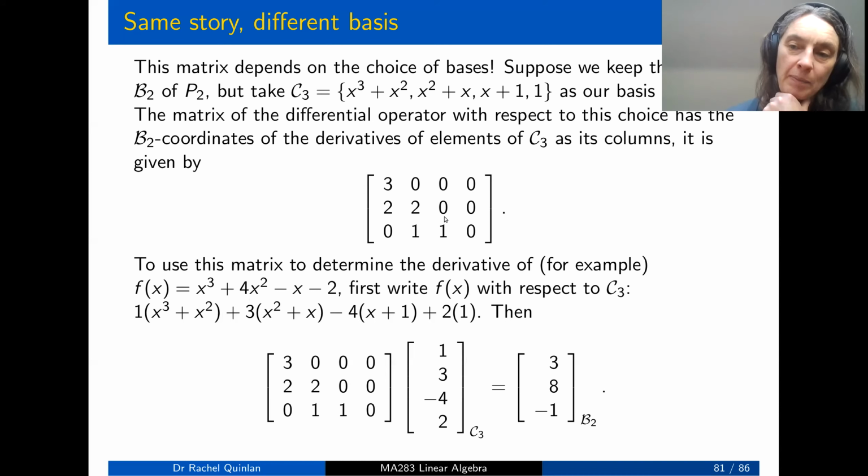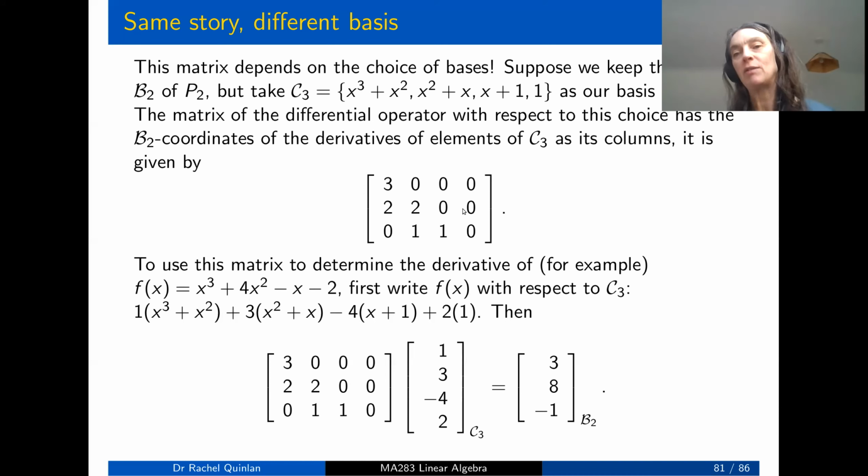So one of the key considerations when you're representing linear transformations with respect to different bases is to be aware that the matrix depends on the choice of basis. So it's not exactly true that the correspondence between linear transformations and matrices is just that. It also depends on a choice of basis.